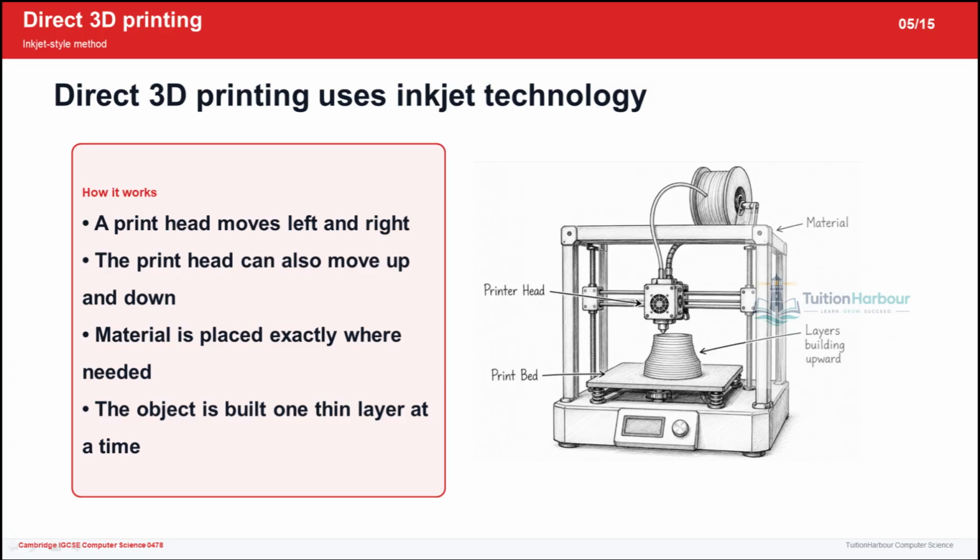Direct 3D printing. Direct 3D printing works in a similar way to an inkjet printer. The print head moves across the build area and places material exactly where it is needed. The object grows upward one thin layer at a time.